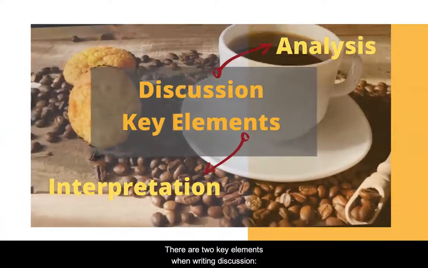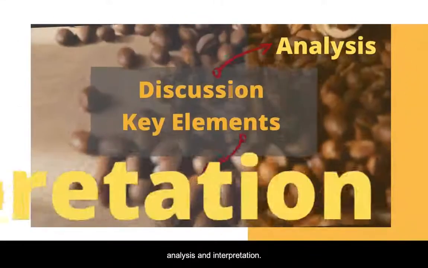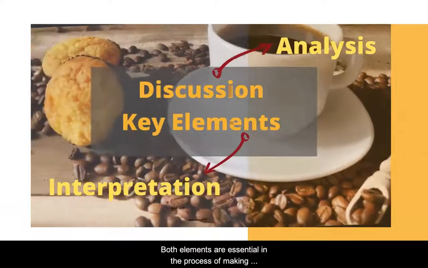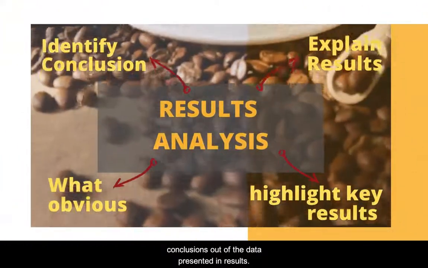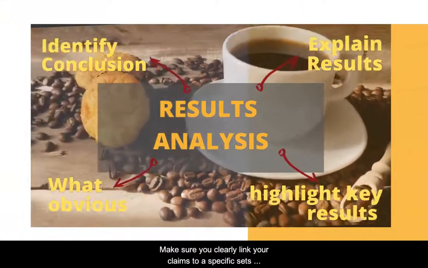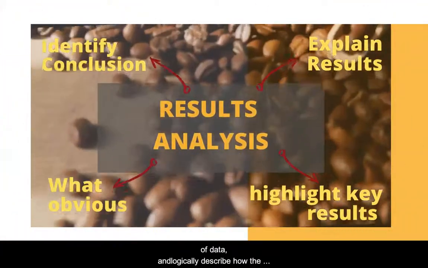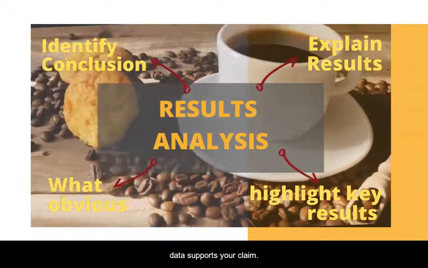There are two key elements when writing discussion. First, analysis, and second, interpretation. Both elements are essential in the process of making conclusion out of the data presented in your results. Therefore, it is important for you to clearly link your claim to a specific set of data and logically describe how the data supports your claim.